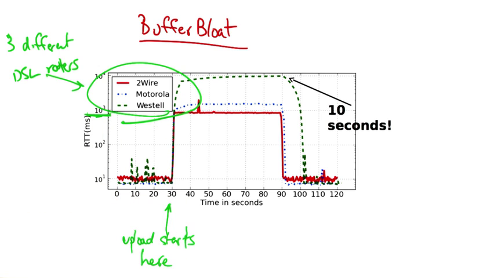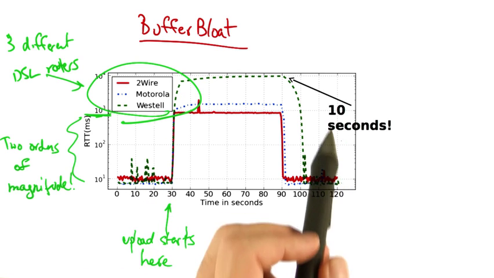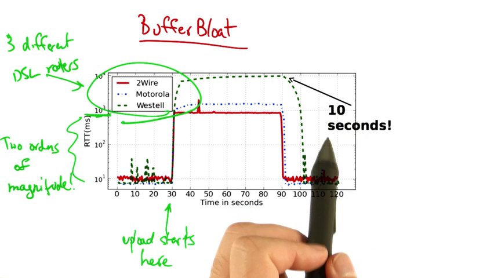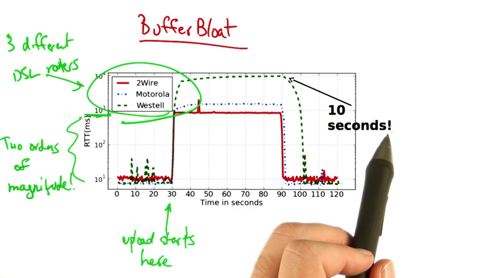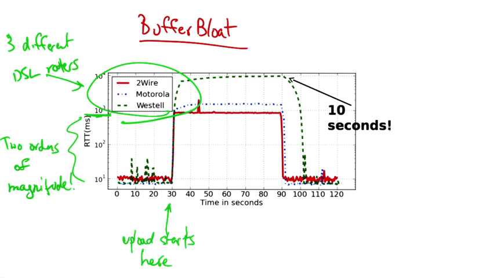Now you can see that different modems experience a huge increase in latency when we start this upload. Some of them experience a latency of as much as 1 second, up from a typical latency of about 10 milliseconds. One particular modem saw a round-trip latency of as high as 10 seconds during uploads.